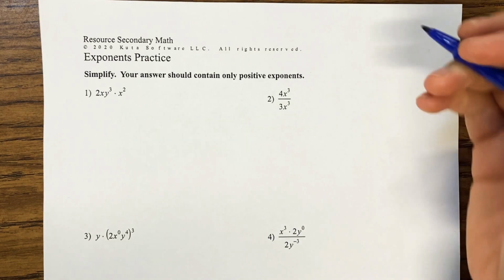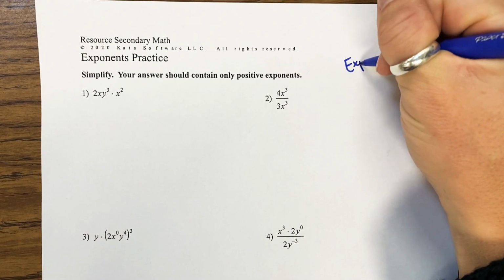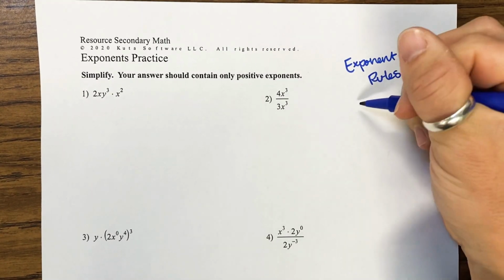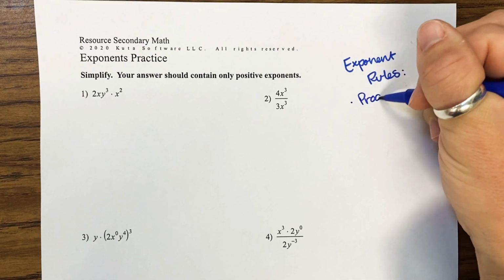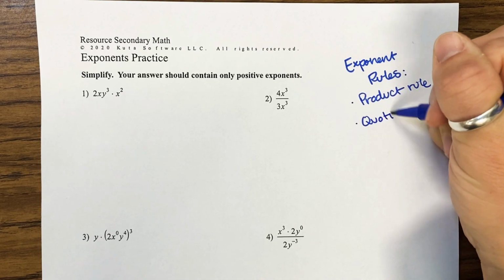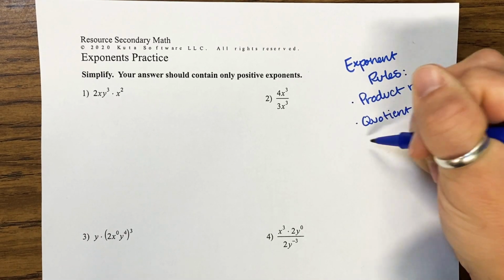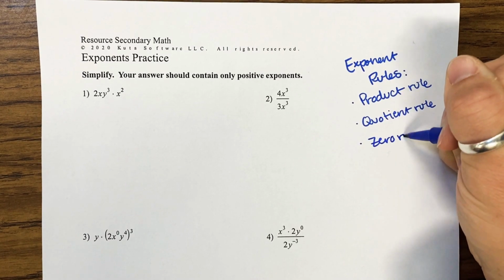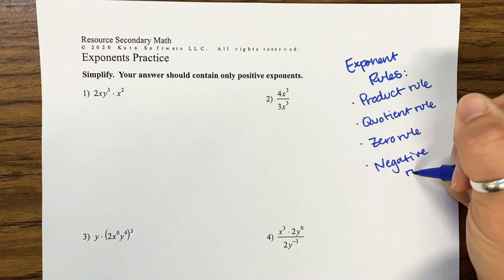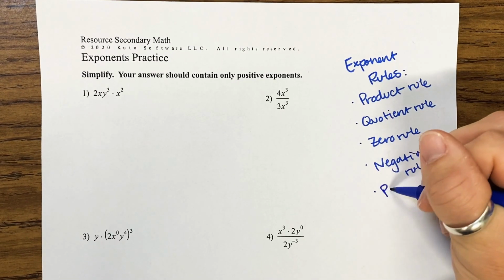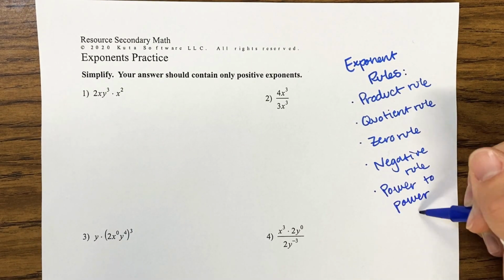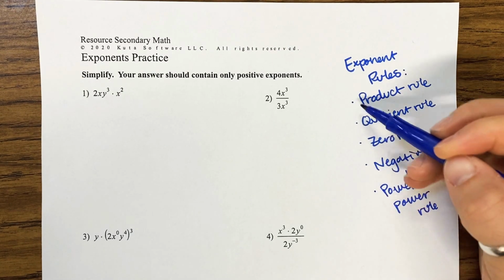Okay, so exponent rules, let's actually list them out over here so we can remember what they are. Remember, we have our product rule, our quotient rule, our zero rule, negative rule, and our power to power rule. 1, 2, 3, 4, 5 rules.